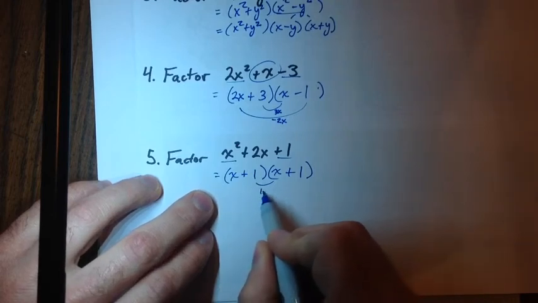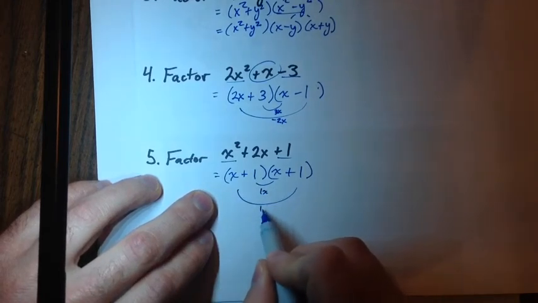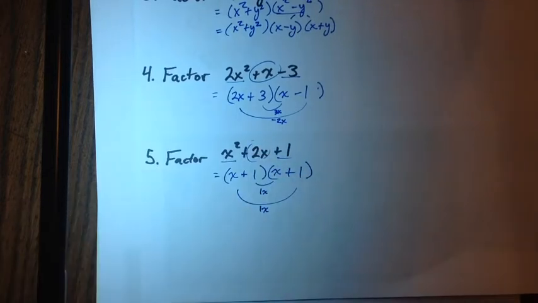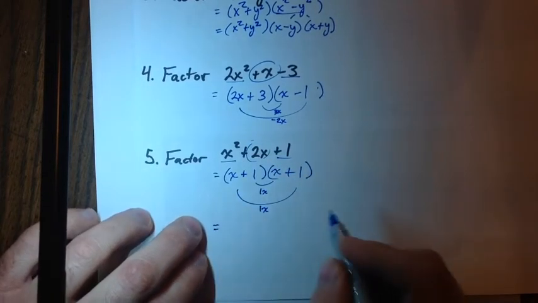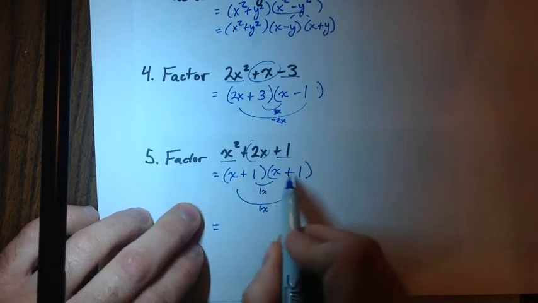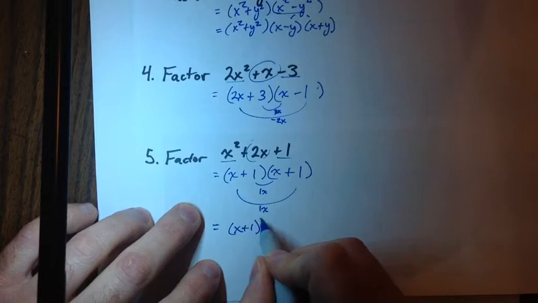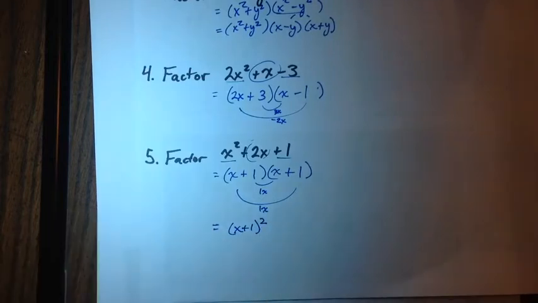That's going to give me 1x. That's going to give me 1x together. That gives me 2x for my middle term. Now, sometimes you'll see the textbook or others combine these. Since these are identical, we can think of this as x plus 1 to the second power.